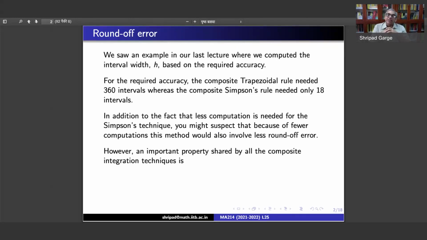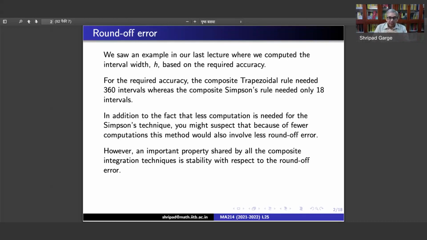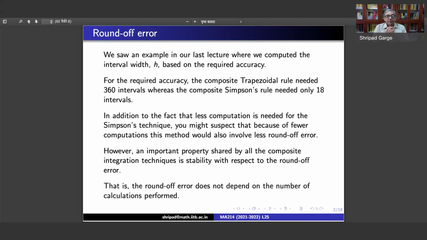However, a very important property shared by all the numerical integration methods for the composite techniques is the stability with respect to the round-off error. So let's understand this. What it really says is that the round-off error doesn't depend on the number of calculations that we have performed. So let's see what we get.